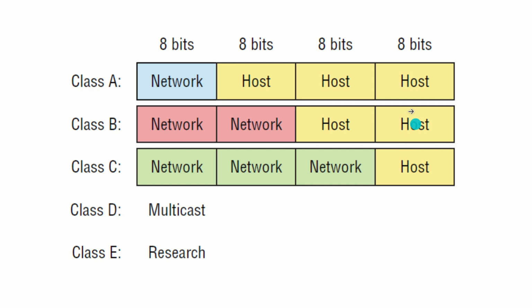So what we conclude is that class A provides the highest number of hosts and class C provides the least number of hosts. Class D is reserved for multicast. Multicast means one to many, with multiple receivers. You send the data to multiple clients at one time. D is reserved for multicasting, and E is reserved for research and experimental purposes.